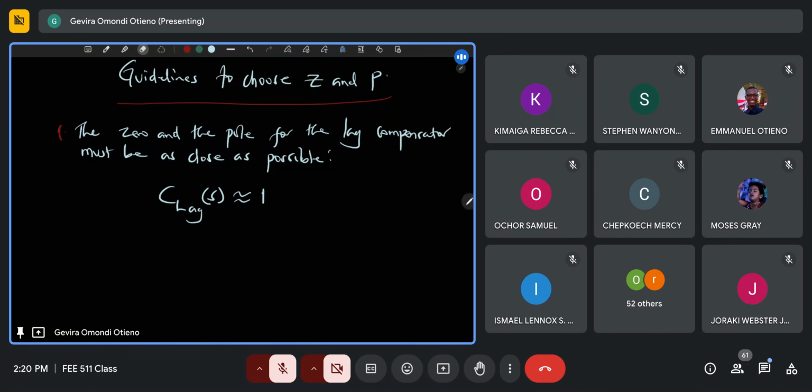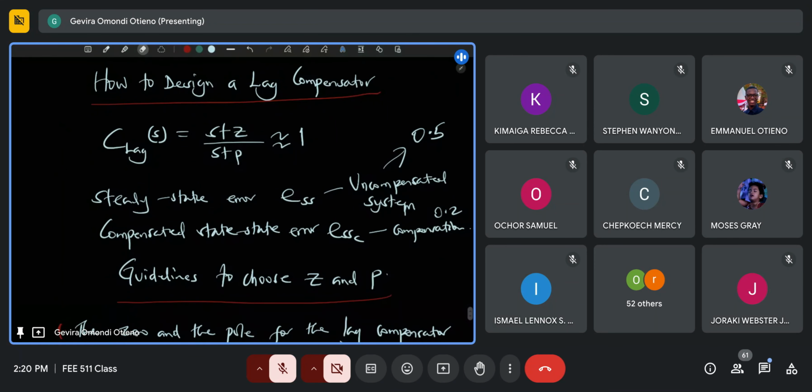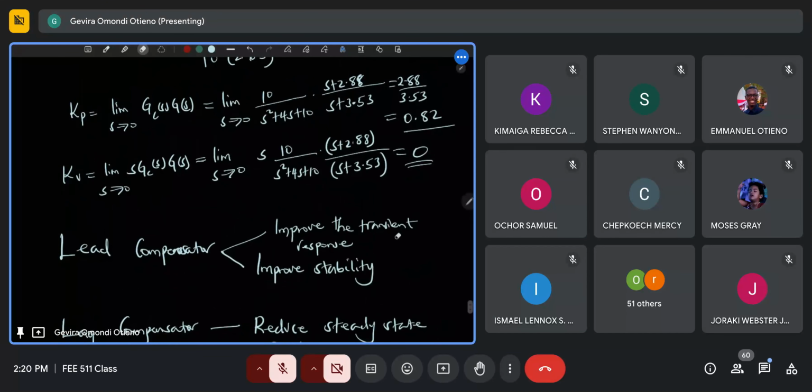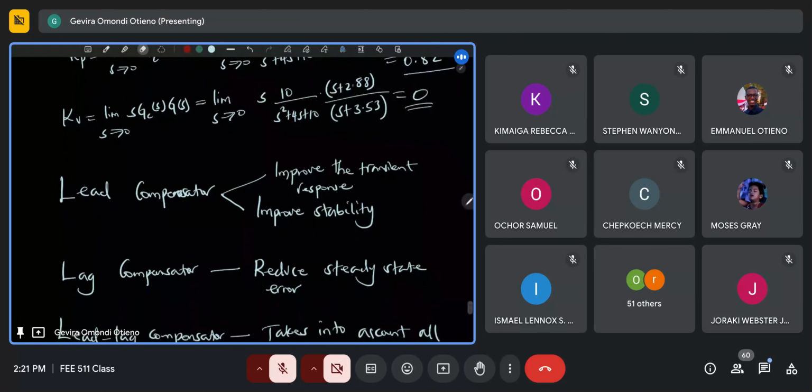Please just remember that we had already designed or tuned our system using the lead compensator, so the angle condition was already applied. In this case, we don't want to introduce another angle. Remember, the idea is not only to improve the transient response and the stability of your system, you also want to reduce the steady state error. If we add another angle for a pole location and another angle for a zero location using the lag compensator, it's going to affect the transient response.